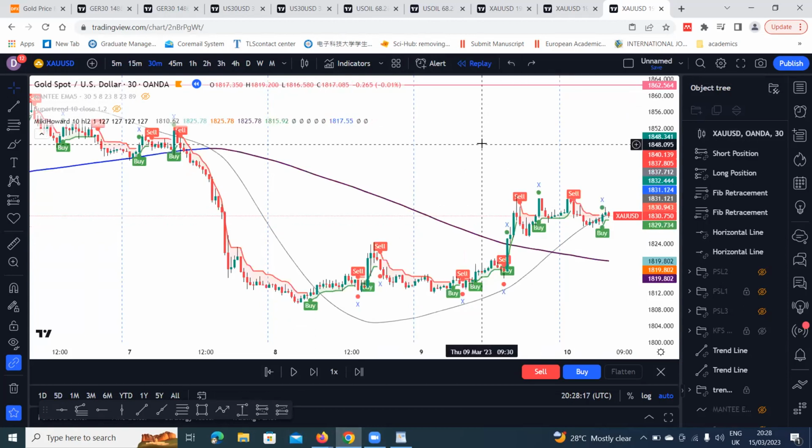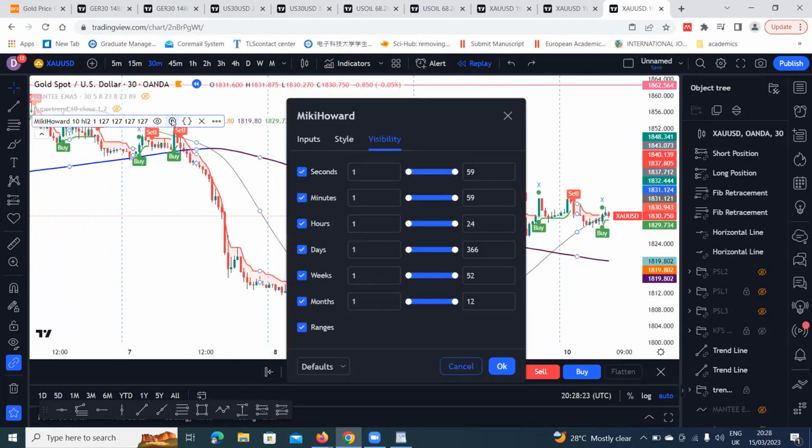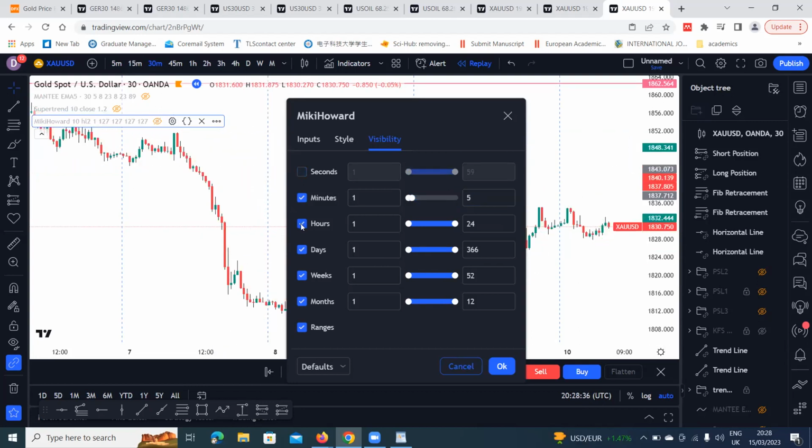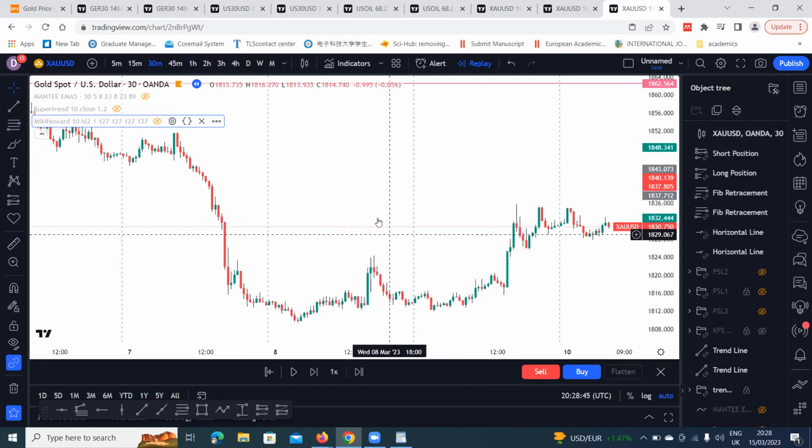Yeah, it's on. So go into the settings on this one. And then visibility, 1 to 5 minutes. Everything else is off. Take the seconds off. And then take everything off. Yeah, it's fine. You are in 30 minutes time frame, so go to 5 minutes, please. Be visible there.